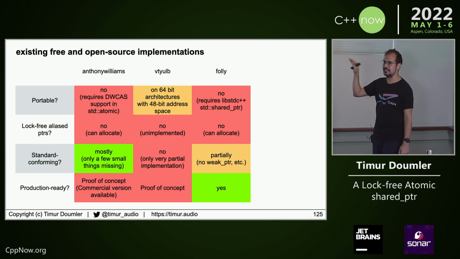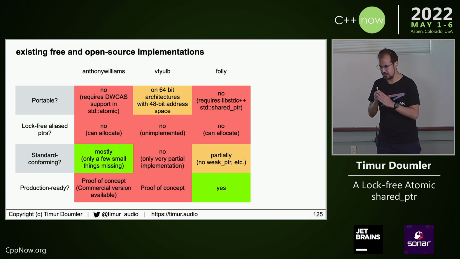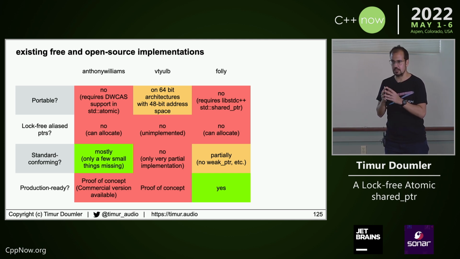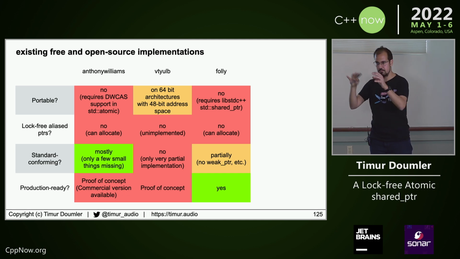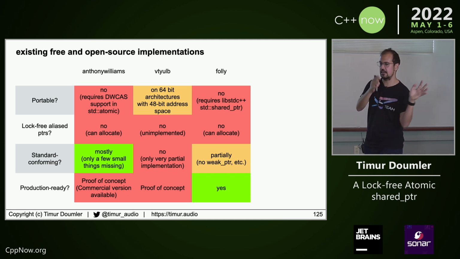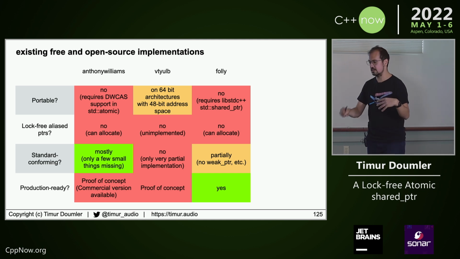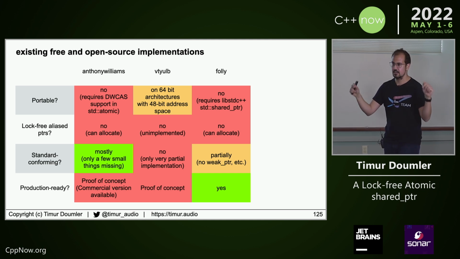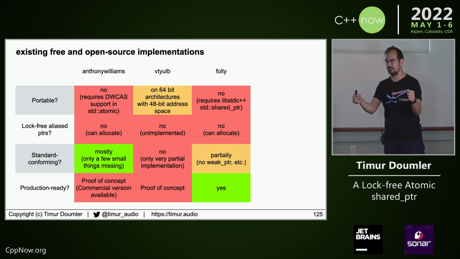So Folly had this requirement, for some reason, that they had to use the actual std shared pointer. The other two have their own shared pointer, which has the same interface as std shared pointer, but it's a custom thing that knows how to interact with the atomic version. Folly's version uses std shared pointer. And so they are specifically using the GCC libstdc++ implementation.